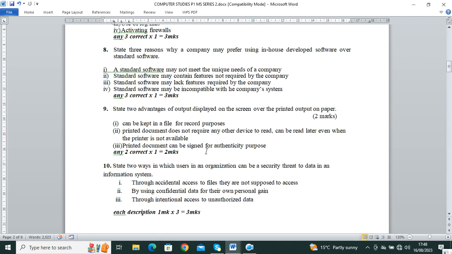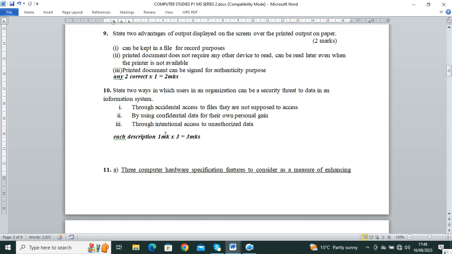Then, guys, we have question number 9. State two advantages of output displayed on the screen over printed output on paper. So here we are talking about soft copy versus hard copy. This is Form 1, topic number 2. So guys, the answers are that it can be kept in a file for record purposes. A printed document does not require any other device to read. It can be read later even when the printer is not available. A printed document can be signed for authenticity purposes. Also, they can be stamped or given a seal.